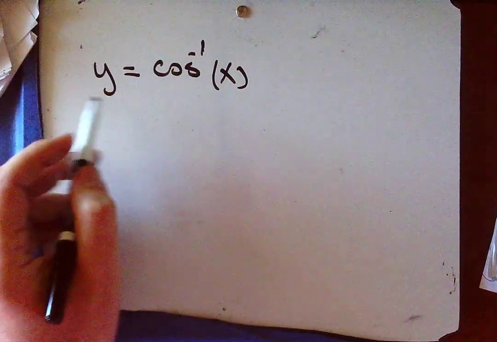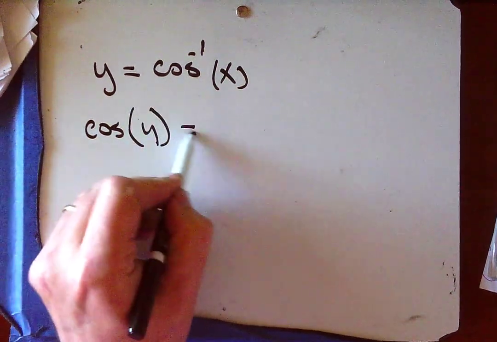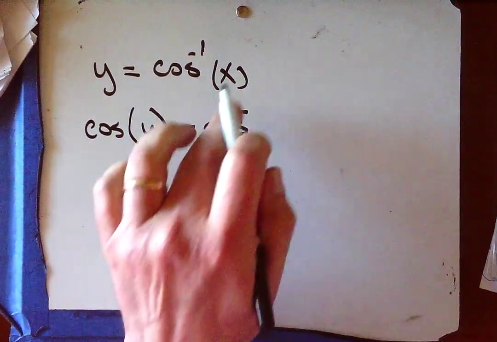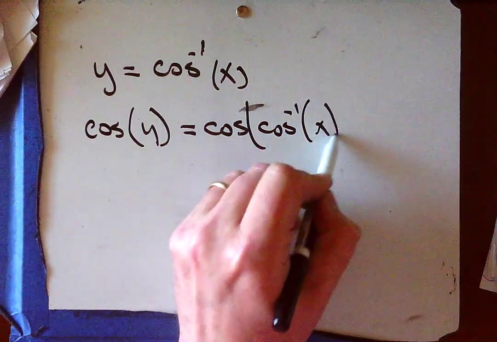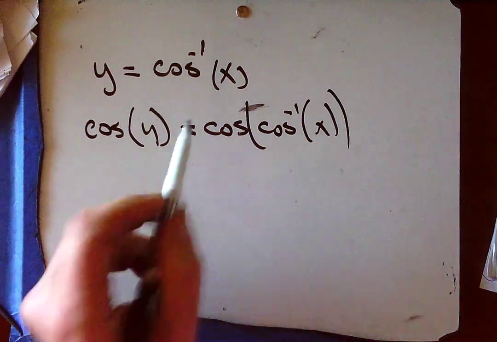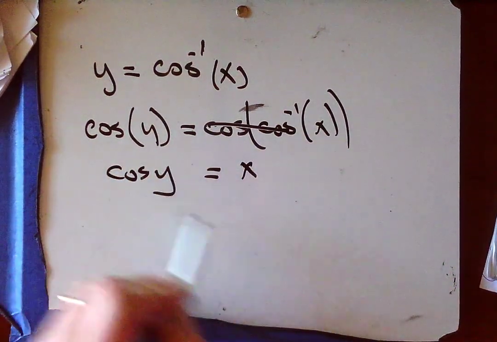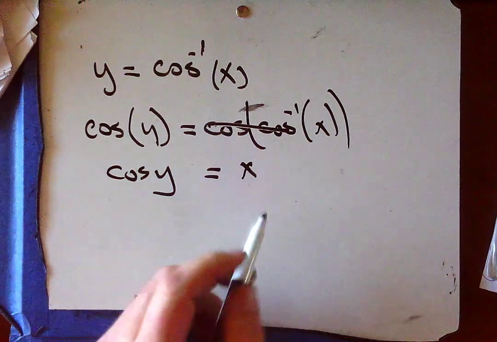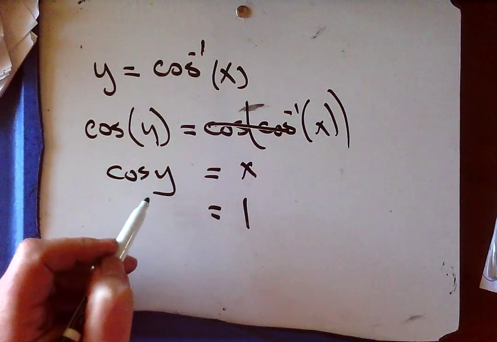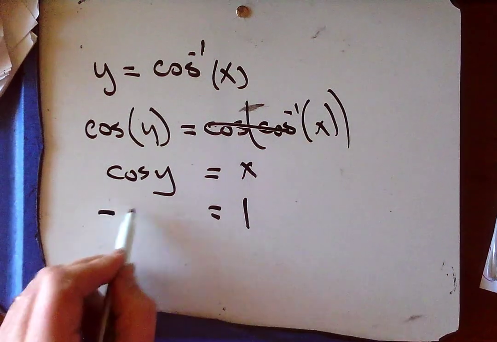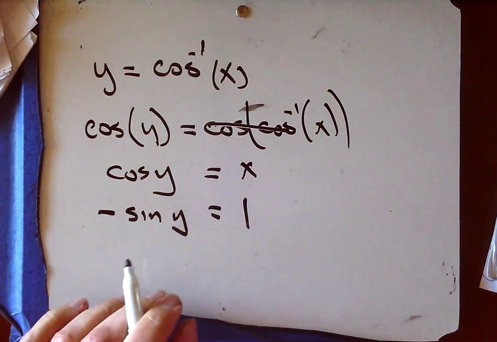Hi, welcome back. So we've got cosine of y equals cosine of cosine inverse of x. These cancel. I have x equals cosine y. Now I want to take the derivative. Well, the derivative of x is 1. The derivative of cosine of y is negative sine y.